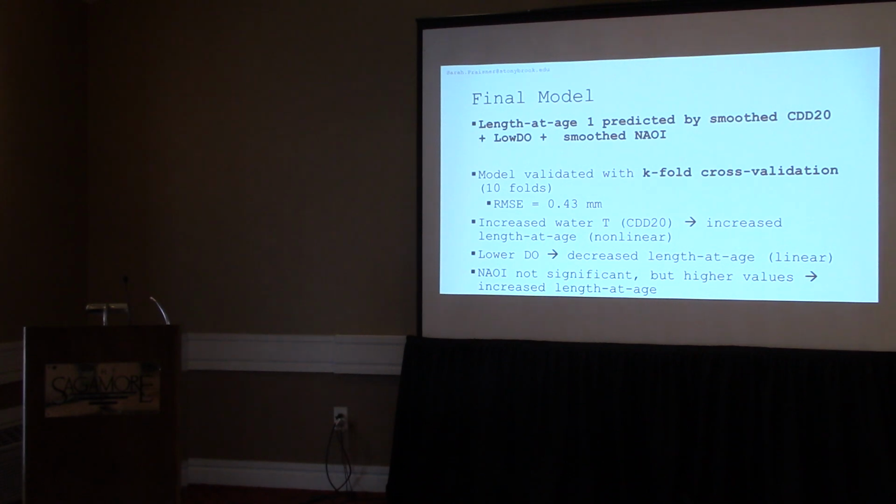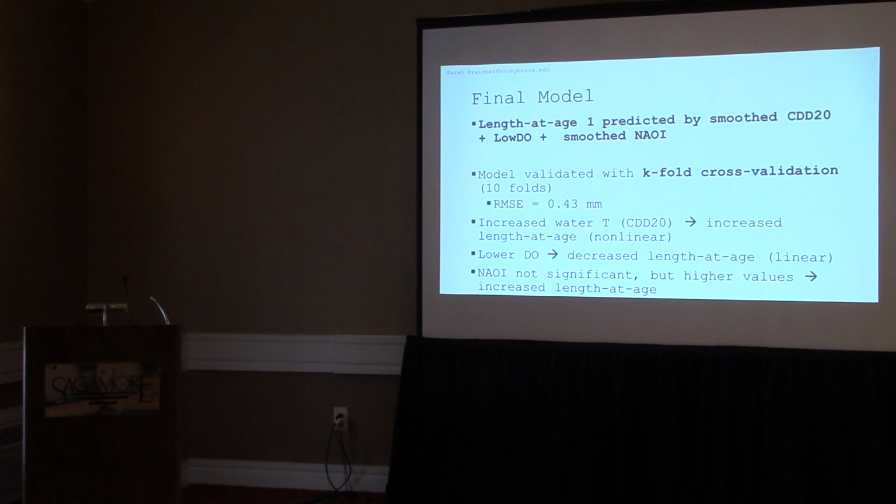So just to recap, since we're getting into all of the model parameterization, this final model that was selected, we're predicting median length at age 1 over this time series with a smooth cumulative degree day 20 index, a linear low DO index, and a smooth North Atlantic Oscillation Index. And again, that's that 1 year time lagged index. That's the year before each year class. So this model was validated with k-fold cross-validation. It performed well, but it's maybe not the best cross-validation method, so I'll be exploring other methods as I finalize these data.